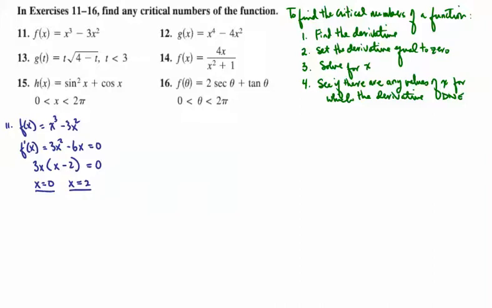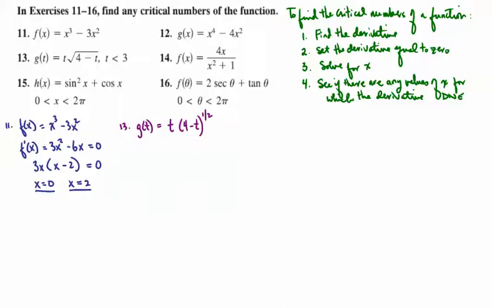Polynomials are easier to work with. Some of the other functions will be a little bit more difficult. All right, next, let's look at number 13 then. For 13, we start with g of t is equal to t, and I'm going to rewrite that as t times 4 minus t to the 1/2 power. And we're told that t has to be less than 3.